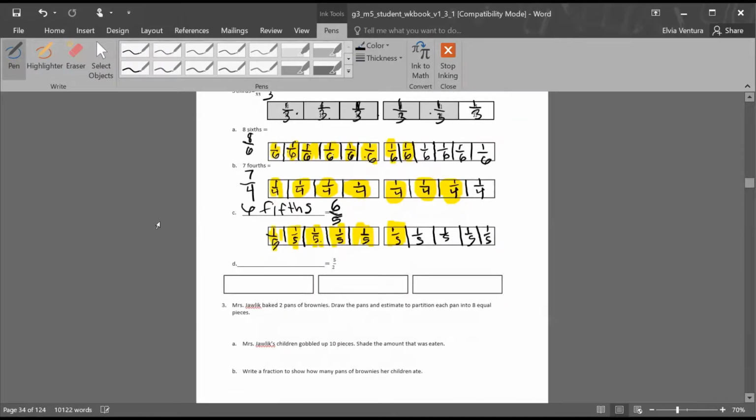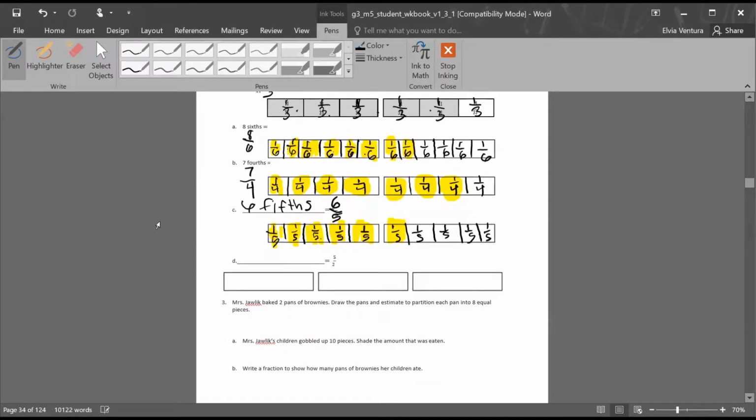If you need more time, go ahead and pause, and that'll give you some more time. So here we have 5 halves. For this one, we can write it first. So we have 5 halves. And that tells me that we're going to cut each of these fraction strips in half, just like this. Cut each of them in half.